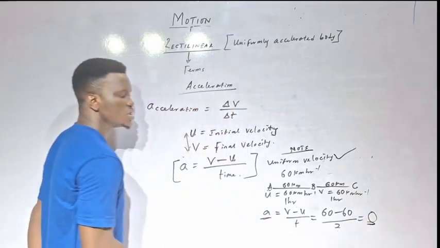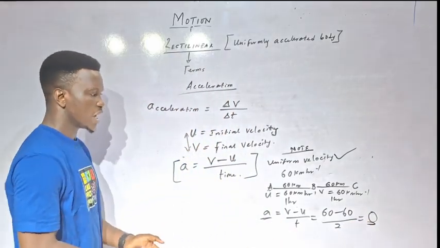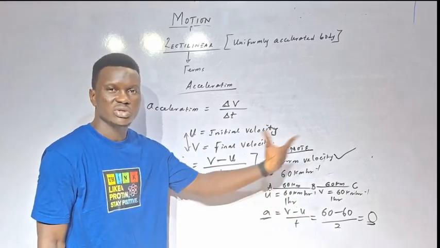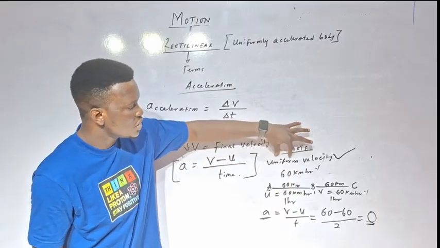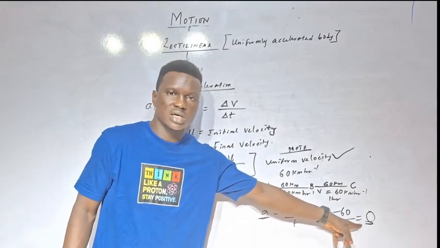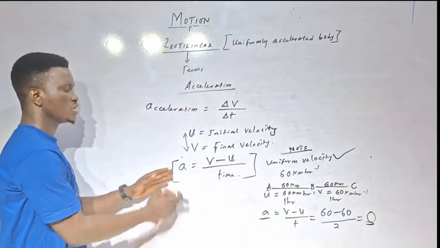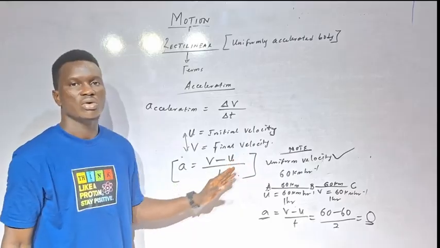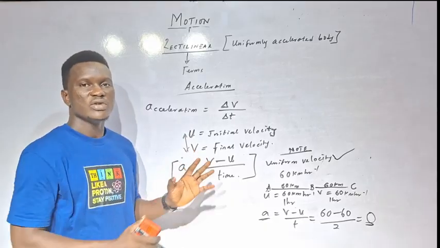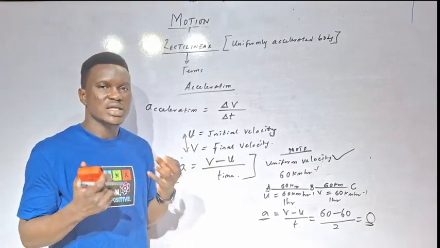We are going to be needing this as we are moving on. So I just proved it to you why it will be 0. I could have just told you, but whenever you hear that a body is moving under uniform velocity, the acceleration will be what? 0. So acceleration is defined as change in velocity over change in time. That is acceleration.